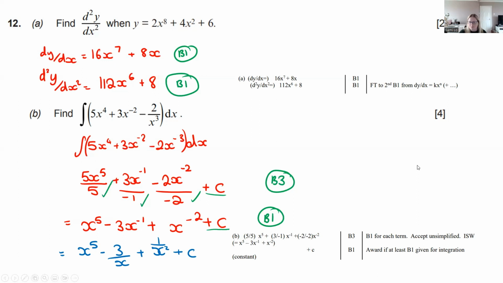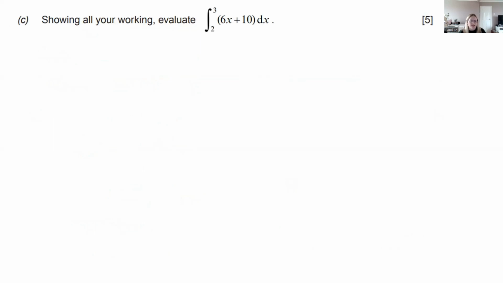Okay, so we've done A and we've done B. We've also got a part C on this question, so let's have a look. So it says, show all your work and evaluate. So we've got the integration of 6x plus 10, and we've got the limits of 3 and 2 here. So the first thing I'm going to do is integrate it. It's going to give me 6x to the 2 over 2 plus 10x, and that's technically over 1, but we don't need to write that, so that's fine. I'm just going to simplify that down. So 3x squared plus 10x plus c.